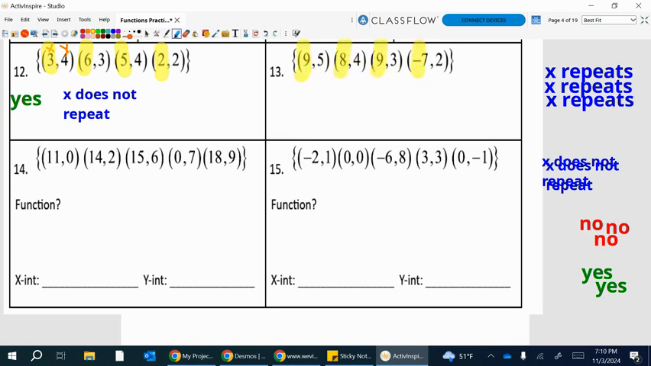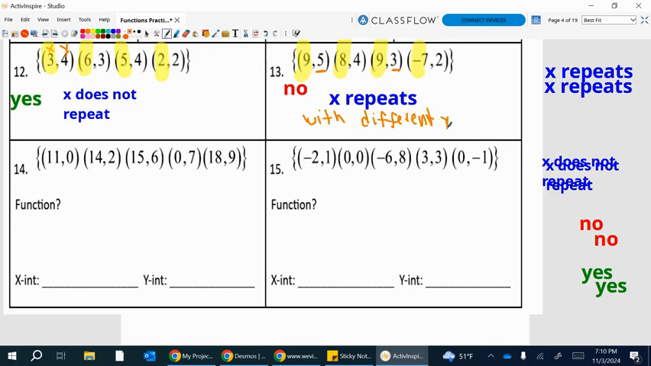All right, next question. 9, 8, 9, -7. So when we have ordered pairs, we do want to double check. Okay, this is 9 with 5 and 9 with 3. So that's going to be a no because x repeats, but I do want to add that x repeats with different y's. Okay, because if this were 9, 5 and 9, 5, we could say yes because it's the same point.